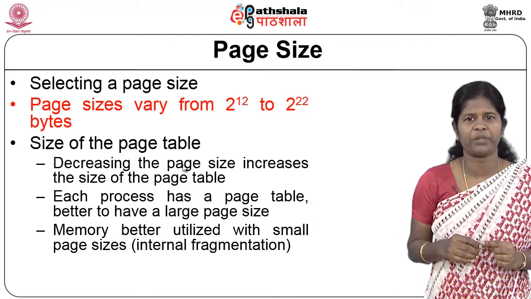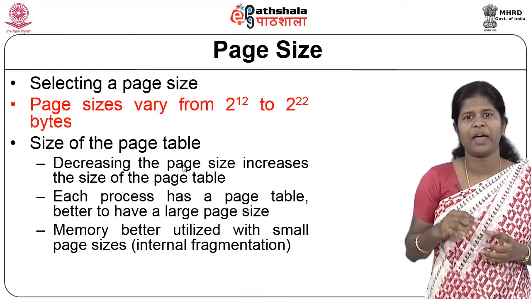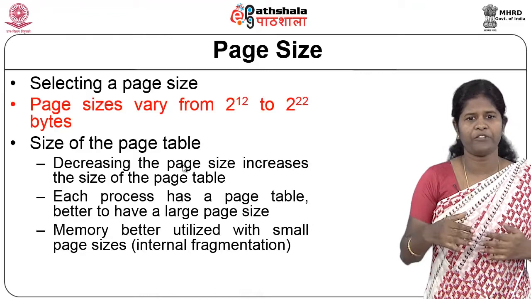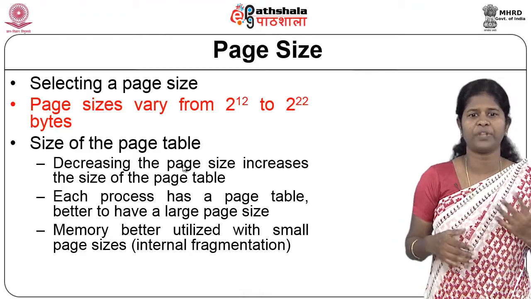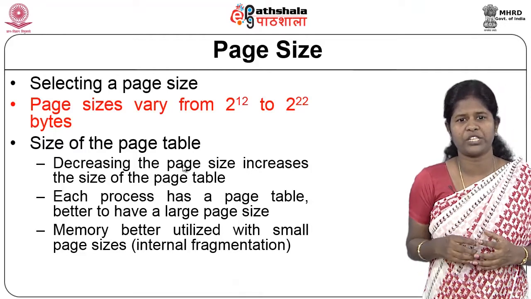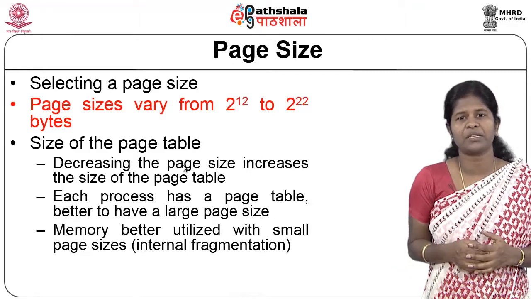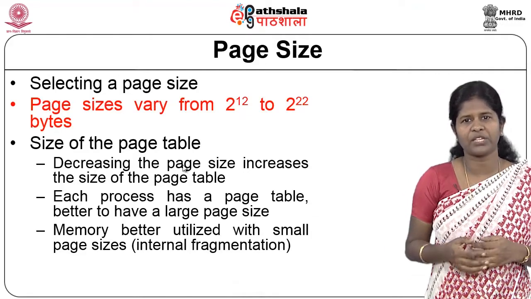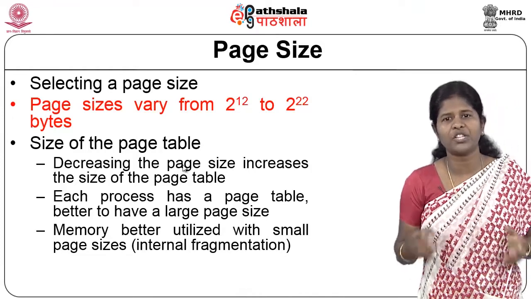If you decrease the size of the page, you divide the process into small pieces, and hence you will have a lot of pages. When you have a lot of pages, the number of entries in the page table will increase, and because of this the size of the page table will increase. Each process will have its own page table, and then you will have a lot of page tables with so much space requirement. So, in that case it is better to have a larger page size.